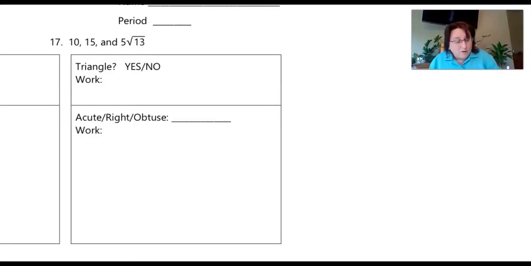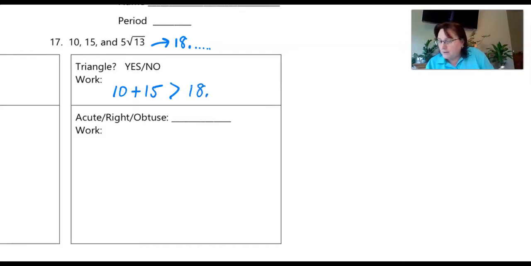Not yet. What we need to do is put the 5 square root 13 in our calculator and see that it's actually like 18 point something. So that's our largest side, isn't it? Okay, so let's test it. Right here, 10 plus 15. Remember, your 2 shorter sides, are they greater than the third side, which I'm just going to round, it's like 18.0. So 10 plus 15 is 25. Yes, that is greater than 18, so yes, we have a triangle.